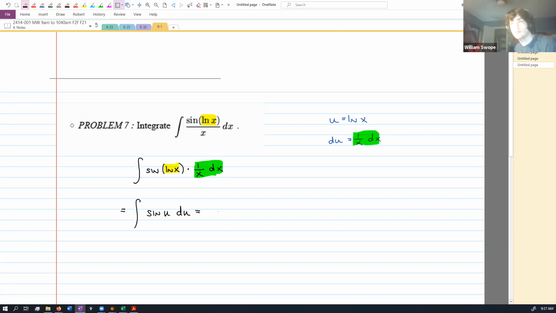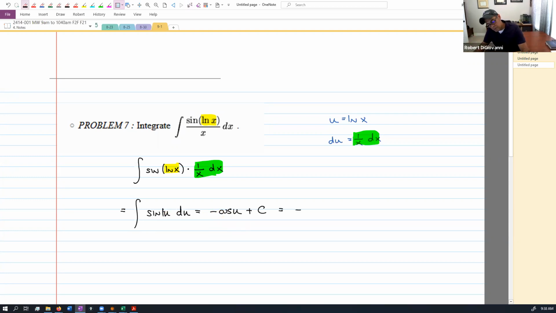Negative cosine u du, negative cosine u plus c. And in this case, we don't need that 1 over a thing because the expression inside u is linear, actually. It's just that there's a 1 in front of that u. So you'd put a 1 over 1 in front, so it doesn't change anything. It's still the same thing. Last step is to replace the u with natural log x. And we're done.